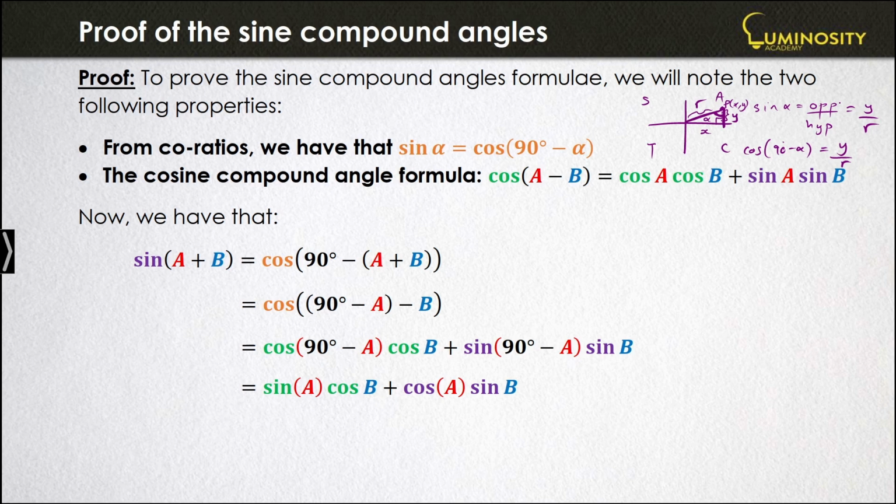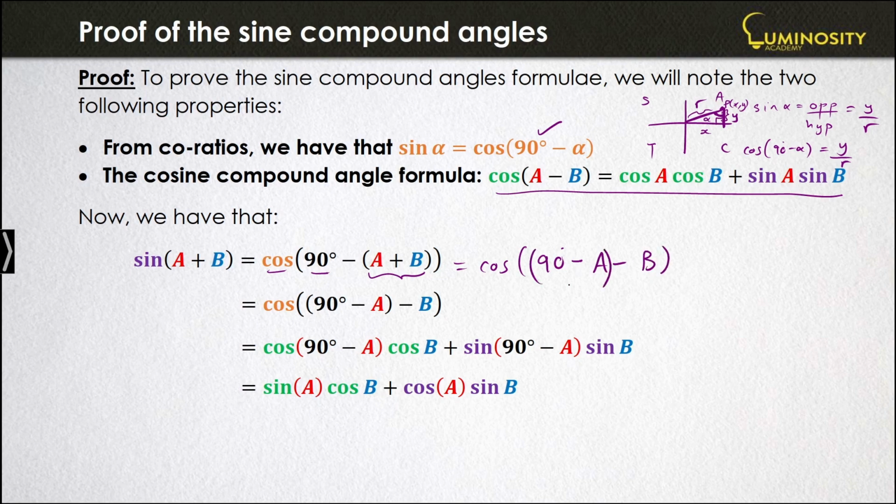Okay, then the next property we'll use is the cosine compound angle formula, which we derived earlier. So for sine of A plus B, we'll write it as cos of 90 minus (A plus B) using co-ratios. Okay, but now I'm going to group the terms like this. So I can rewrite this, if I distribute that negative, as cos of 90 degrees minus A minus B. So now I'm just going to group 90 degrees minus A into one side here, and there's still minus B on the outside. Okay, so now we have a case of cos of an angle minus another angle.